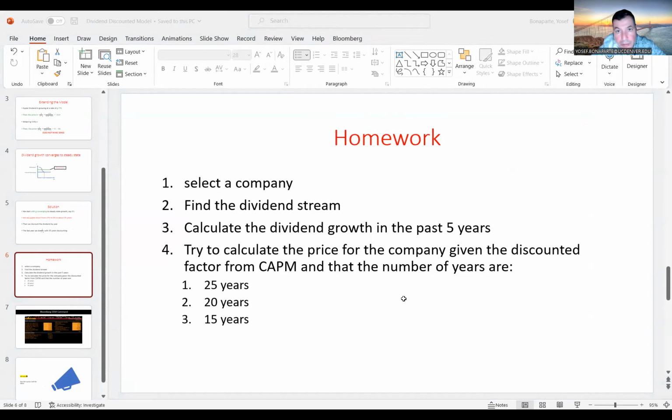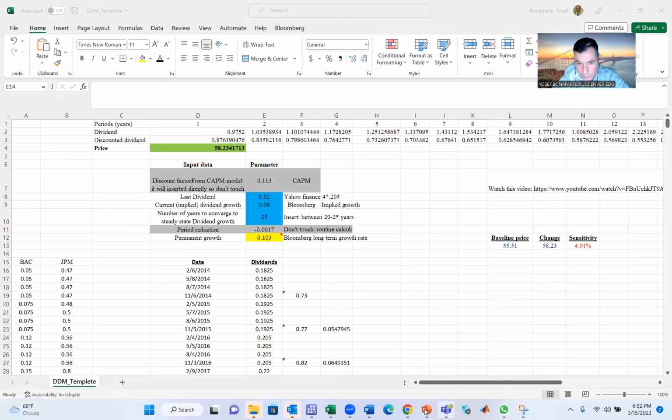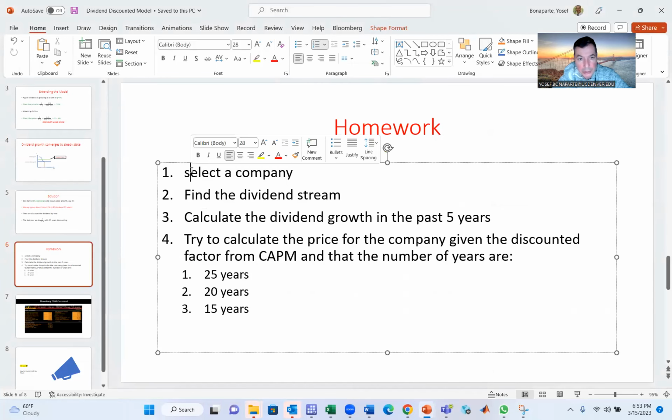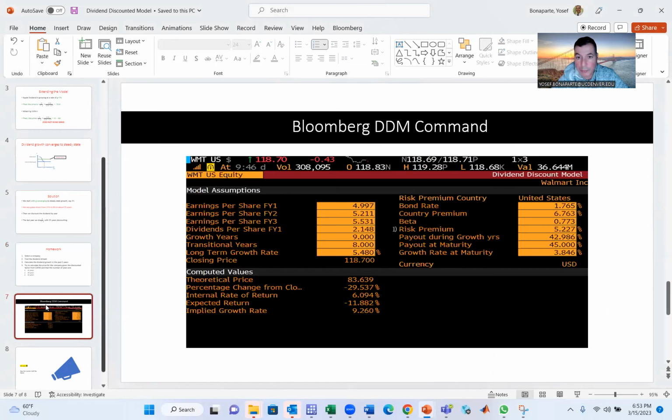Thank you so much, students. I hope that you learned a lot from this exercise. Your homework is simple, as I said. Select a company and calculate. Select a company, find the dividend stream, calculate the dividend growth in the past 5 years, try to calculate the company price based on 25, 20, and 15. And from that, get an idea about the price of the company.